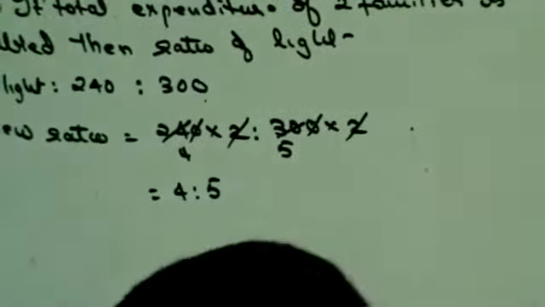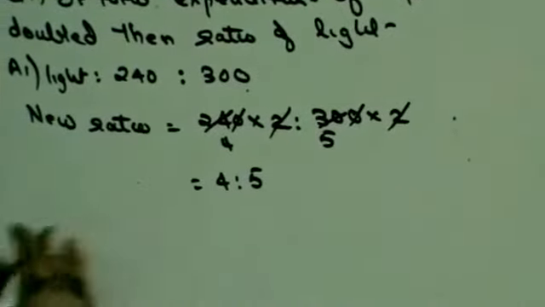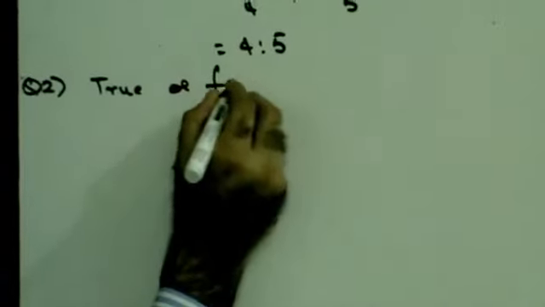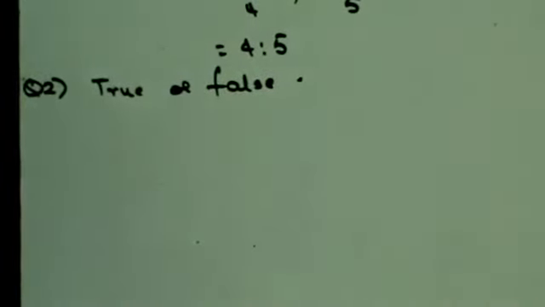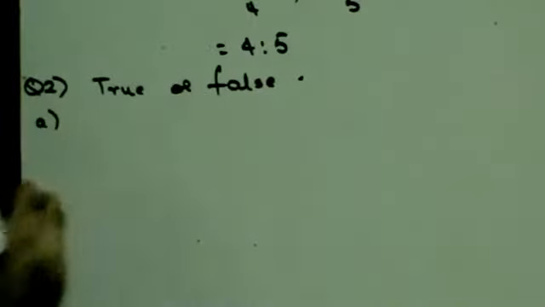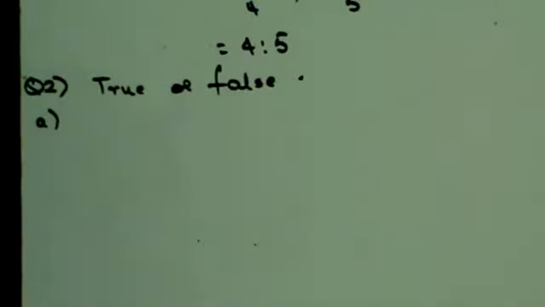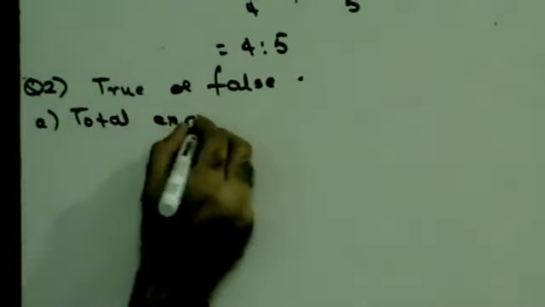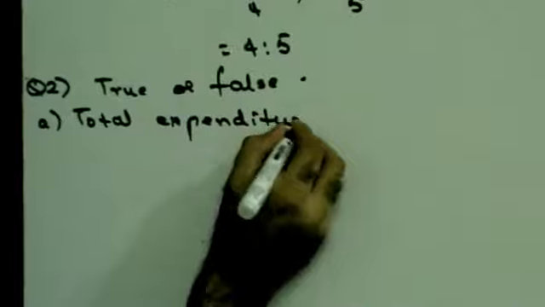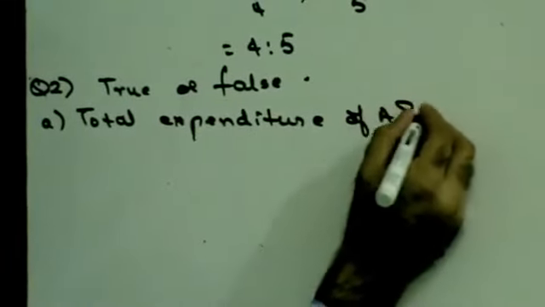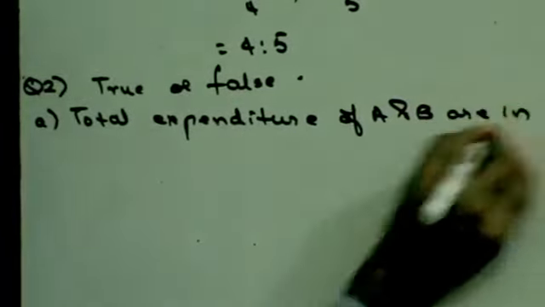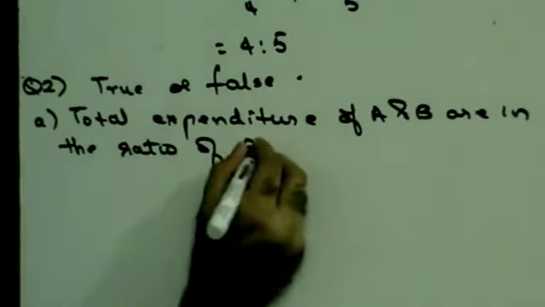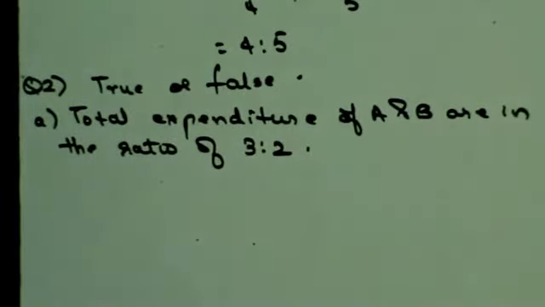Next. Question 2. True or false? You have to state whether the following statements are true or false. First statement: the total expenditure of A and B are in the ratio of 3 is to 2. Right? Total expenditure of A and B.